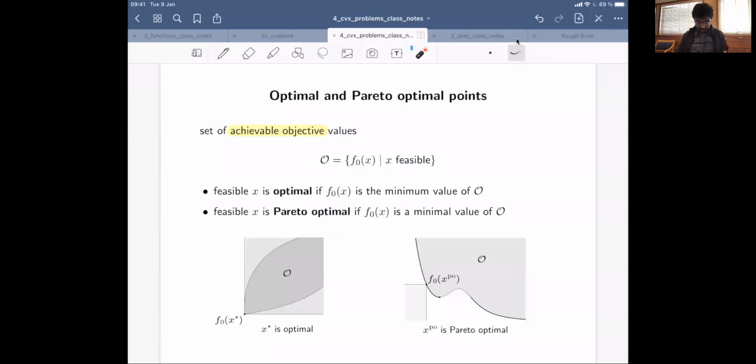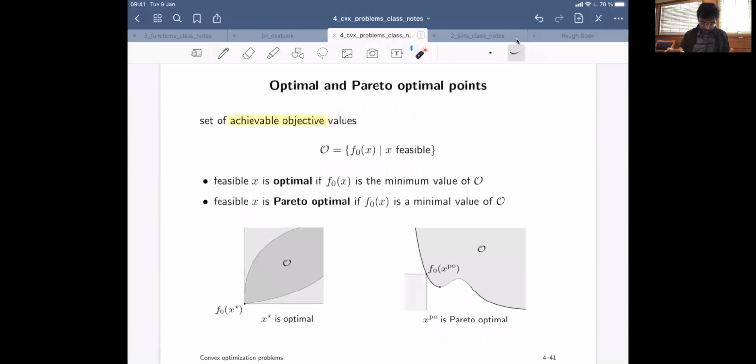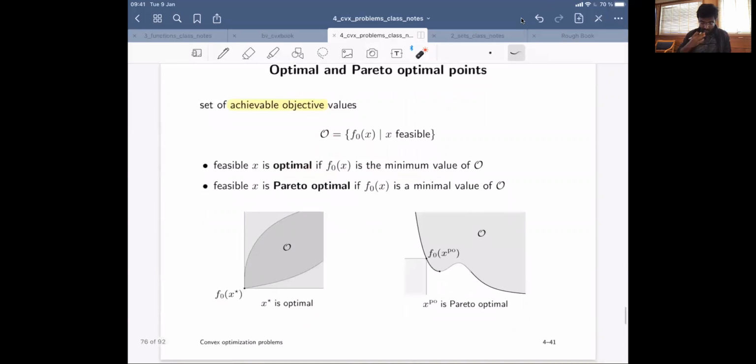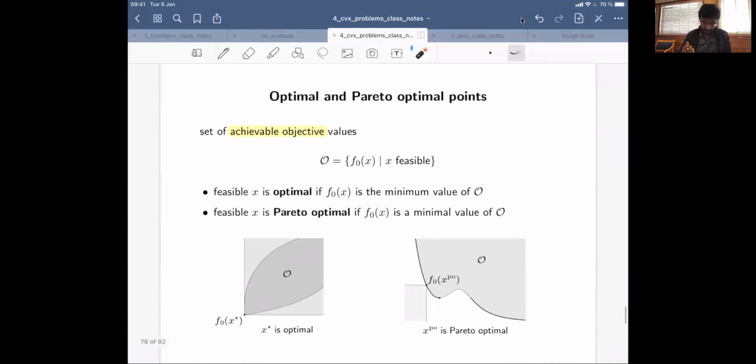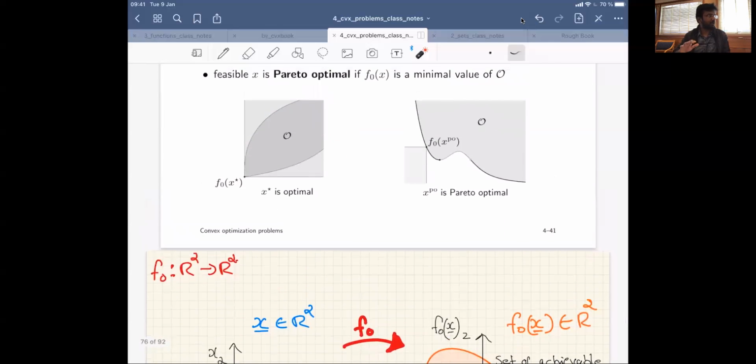So let's start. What we saw was the problem involving a vector valued objective function. In that case, there are two concepts, optimal and Pareto optimal, right? If the set of achievable objective values has a minimum, then we can talk about the optimal point. If it doesn't have a minimum, but a minimal value, then you can talk only about a minimal value of the set of achievable values. In that case, it's a Pareto optimal point. It is like saying roughly optimal or almost optimal.